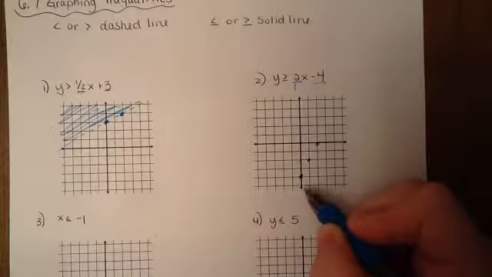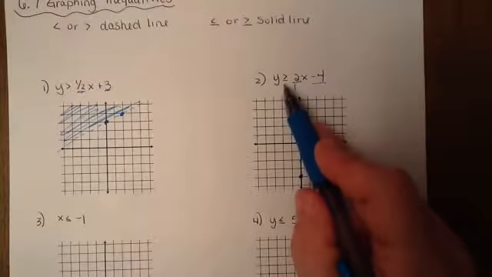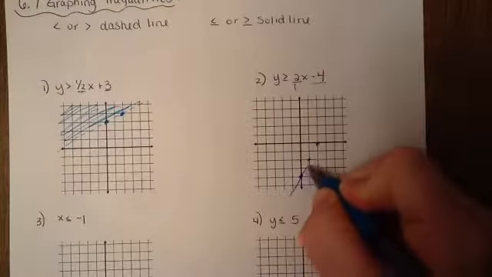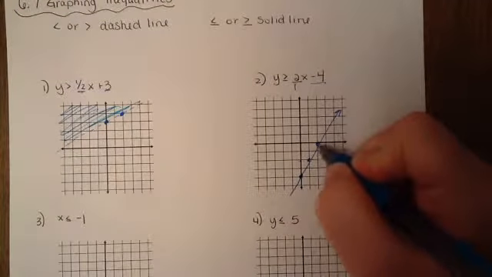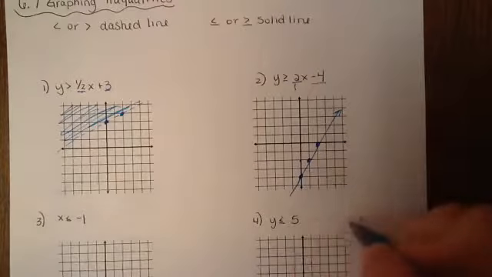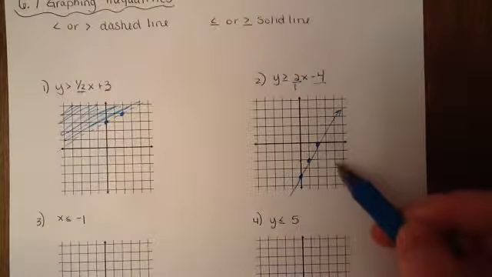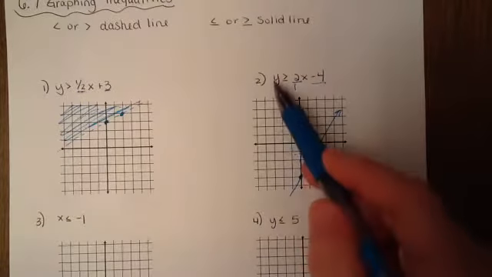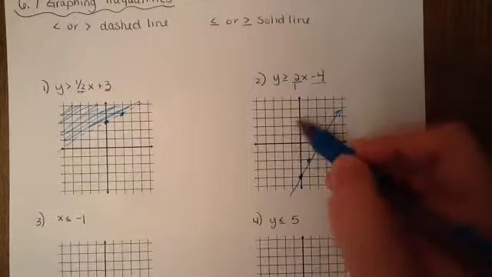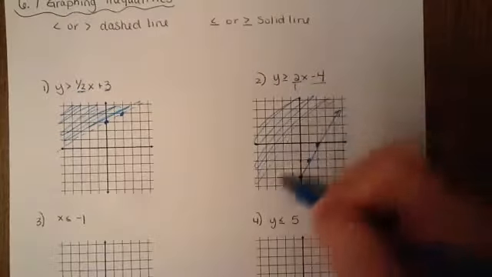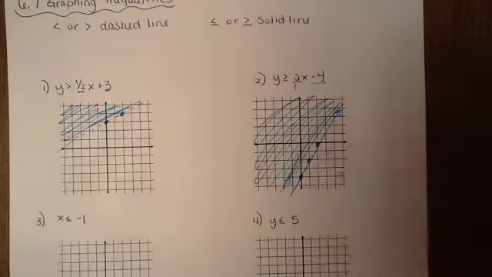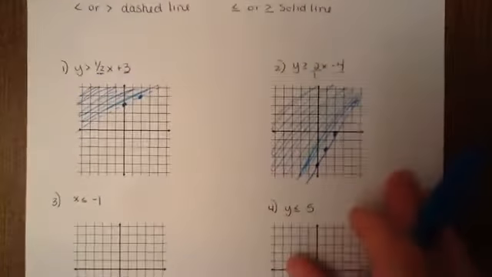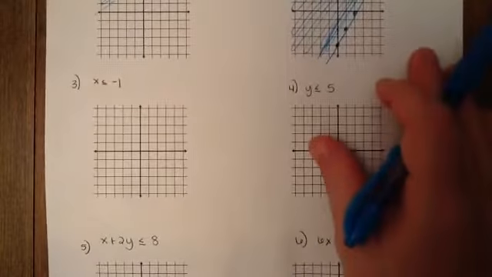How did you connect these dots? With a solid line. There's an equal to underneath, so I'm going to connect with a solid line. And did you shade above or below? Above. Why did you shade above? Because y was greater than. So everything above the line would be a solution for the inequality. Nice job.